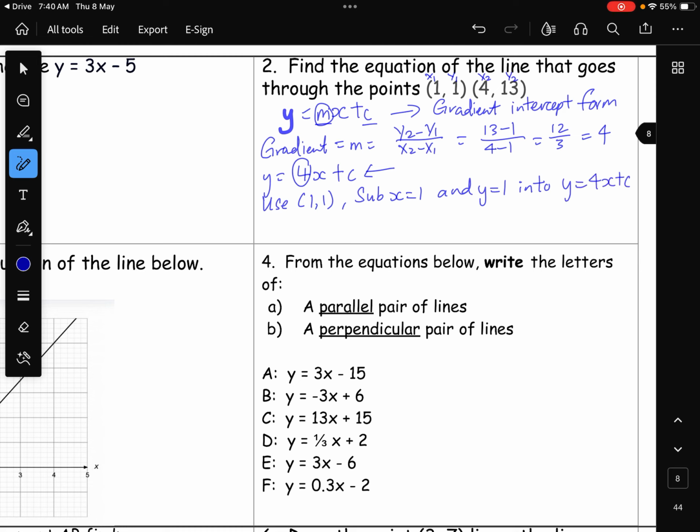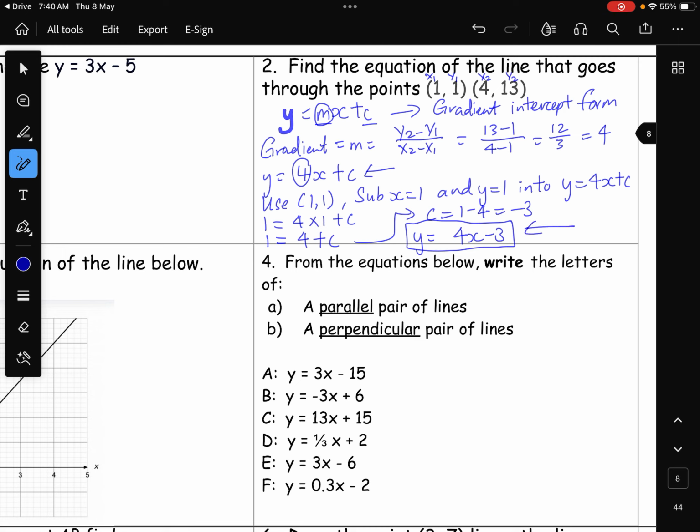So it will look something like this. You're going to get 1 equal to 4 times 1 plus c. So I'm just going to solve this equation, which is 1 equal to 4 plus c. And of course, we can find out c to be 1 subtract 4, which gives me negative 3. So therefore, my equation would just be y equal to 4x minus 3. And that should give you the equation of the line.